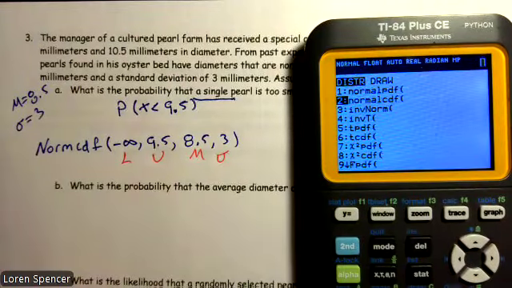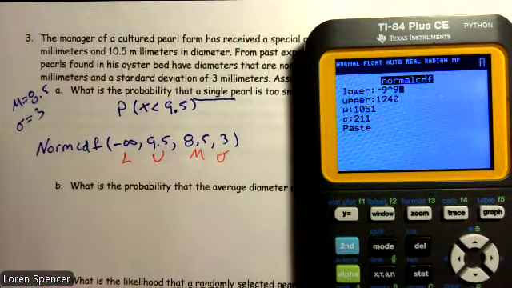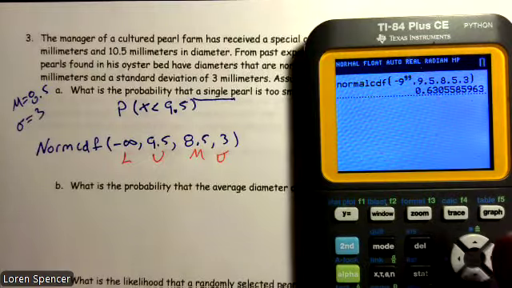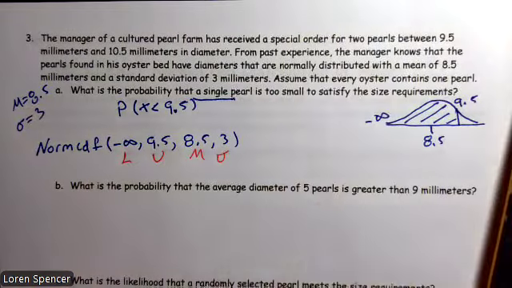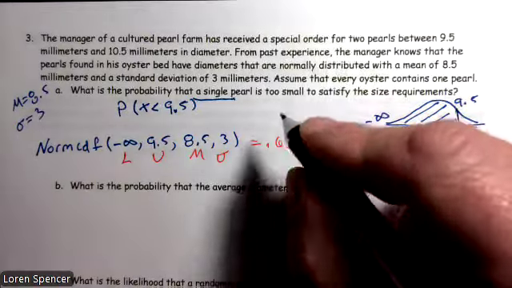Second vars, normal CDF, lower bound negative 9 raised to the 99th, upper bound 9.5, mean of 8.5, standard deviation of 3. And we end up with about a 63% chance that it's going to be too small. So it equals 0.6305.